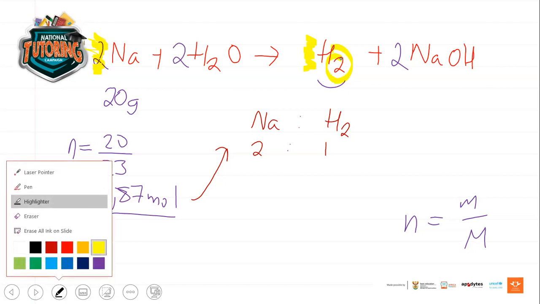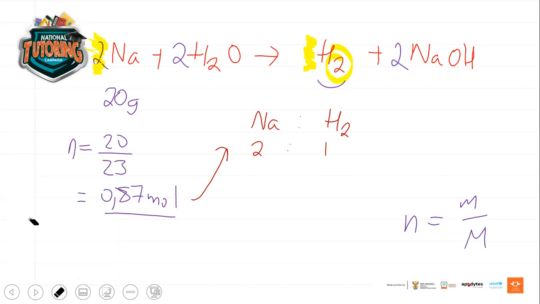You only look at the coefficients in your balanced chemical equation. So there is an invisible 1 there, because if I just have H2, it means that I only have 1 H2. So the ratio is 2 to 1. That means if I've got 0.87 moles of sodium, then how many moles of hydrogen am I going to have? What do I have to do? I have to say 0.87, and I have to divide that by 2, because the ratio is 2 to 1.